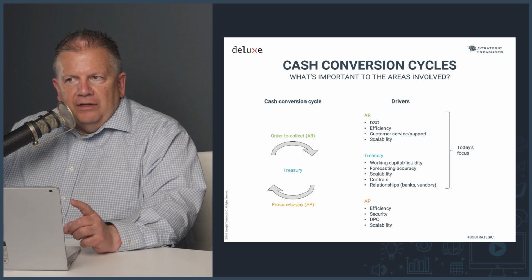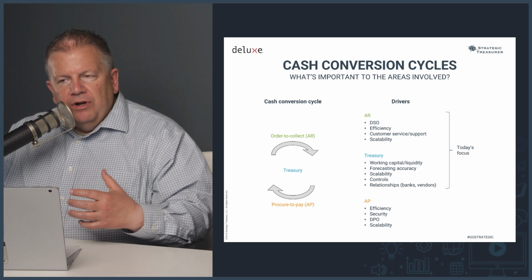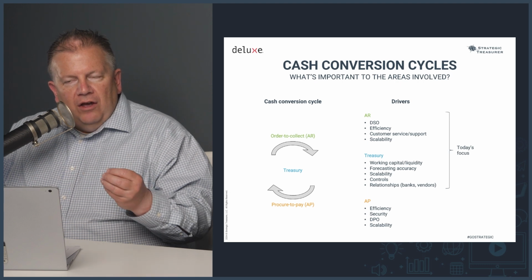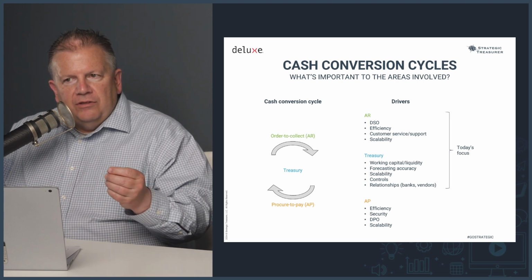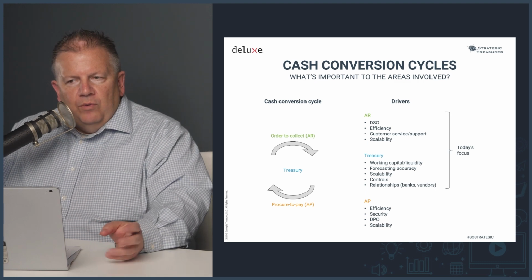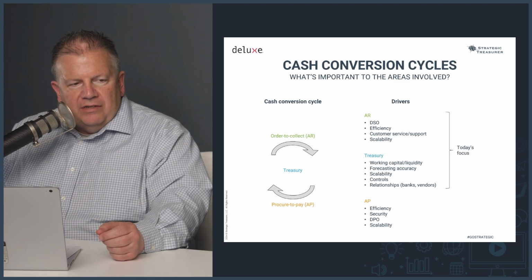And that's really a picture or an image in our minds of this end-to-end view. We can't just look at, oh, this affects Treasury just in terms of how cash comes in from the AR side, or what do we need to fund from the procure to pay side.